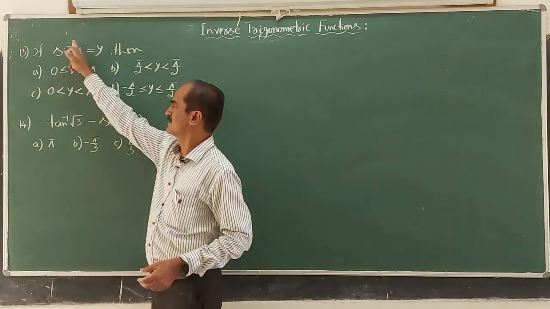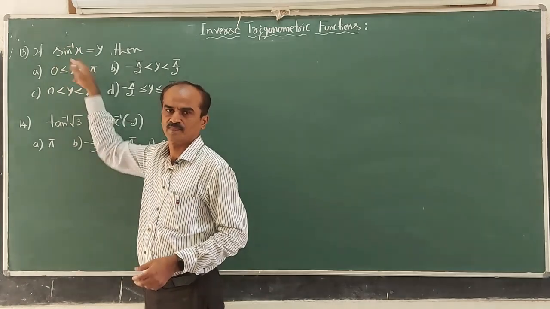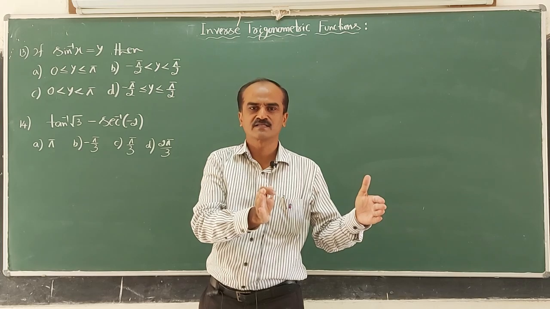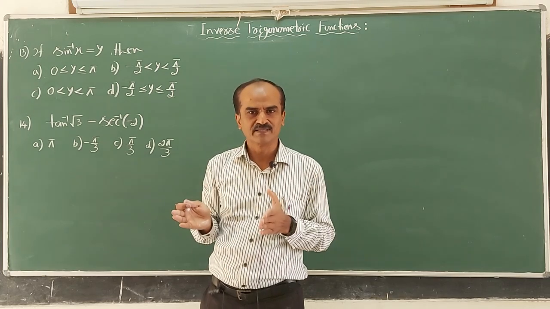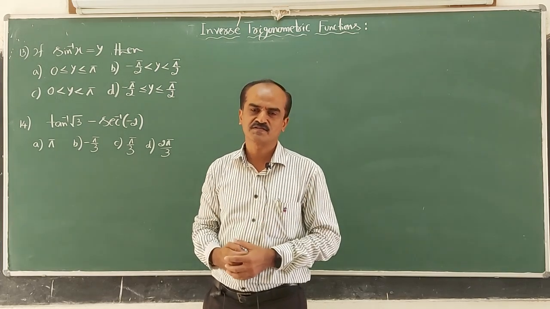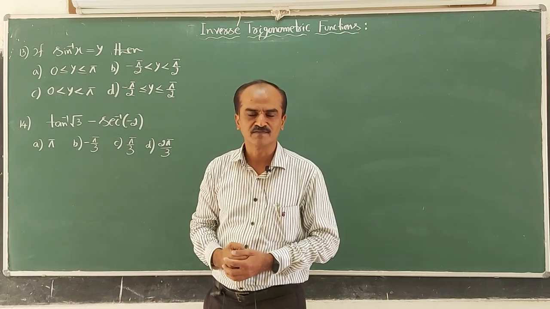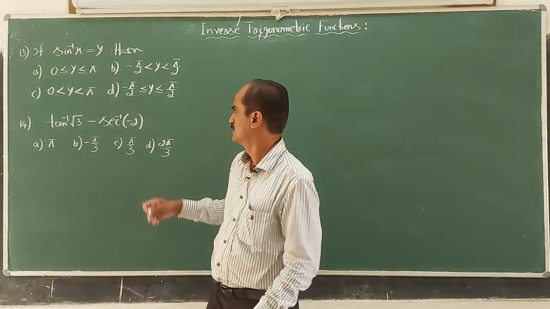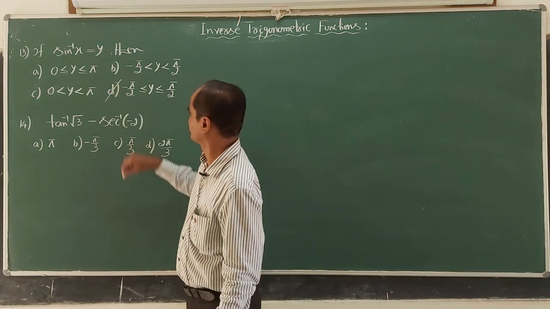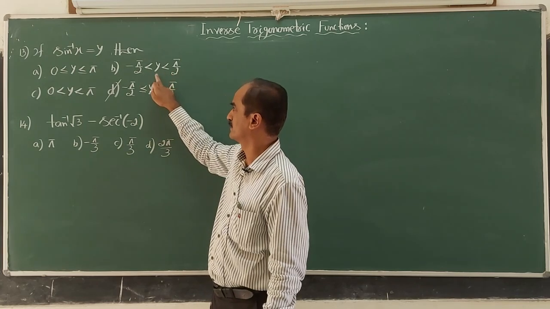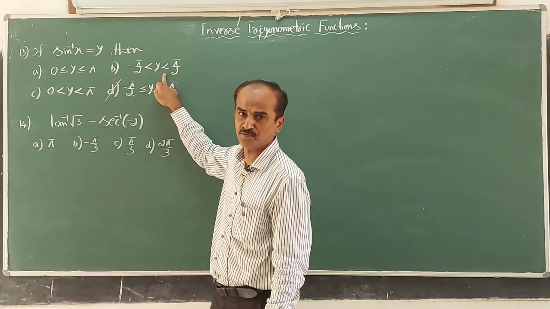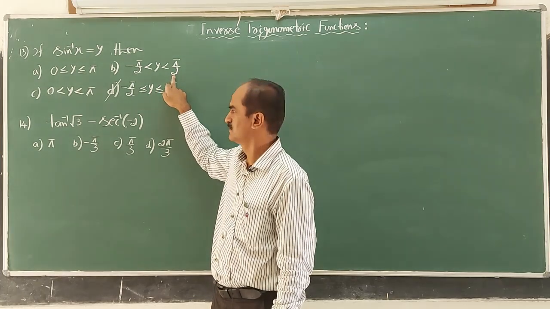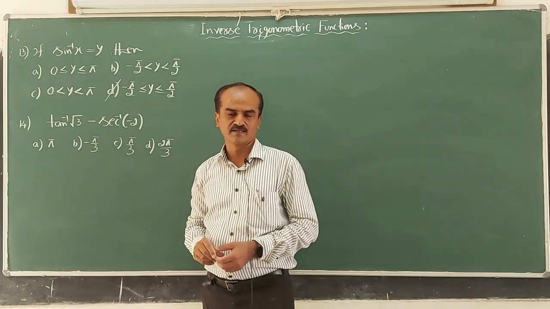As it is a sin inverse function, sin inverse always lies in the interval minus pi by 2 to pi by 2. Simply they are asking the range of the sin inverse function here. What is the range of sin inverse function? Closed interval minus pi by 2 to pi by 2. So the option is this. What is the difference here? It is the open interval minus pi by 2, pi by 2. Boundary points are not included in the interval. So therefore option D is the right answer.